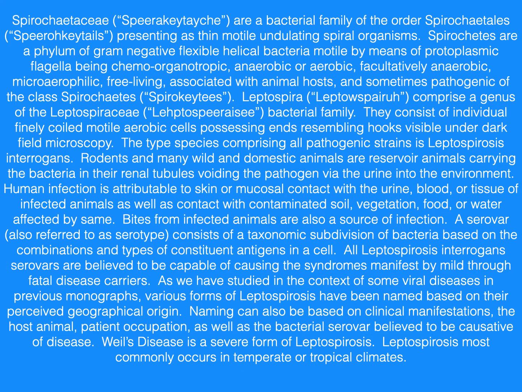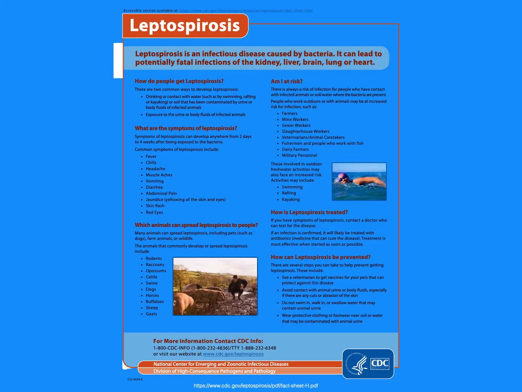As we have studied in the context of some viral diseases in previous monographs, various forms of leptospirosis have been named based on their perceived geographical origin. Naming can also be based on clinical manifestations, the host animal, patient occupation, as well as the bacterial serovar believed to be causative of disease. Weil's disease is a severe form of leptospirosis. Leptospirosis most commonly occurs in temperate or tropical climates. Leptospirosis fact sheet.